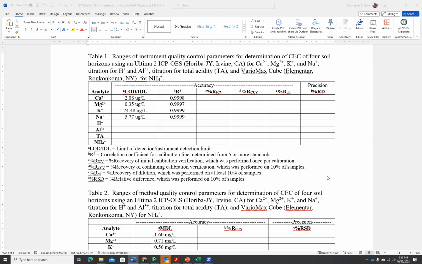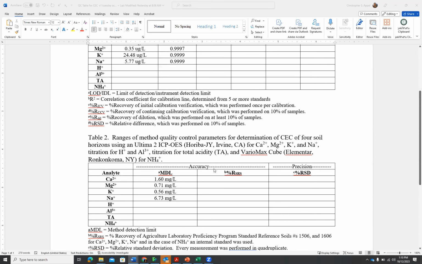Okay, so what our goals are now is to continue to fill out the table for percent recovery of ICV, percent recoveries of CCVs, percent recoveries of dilution, and then calculate percent relative difference for our table 1 information, and then do the same thing for the table 2 information to calculate the percent recovery on a standard reference soil, and percent relative standard deviation for our duplicates.